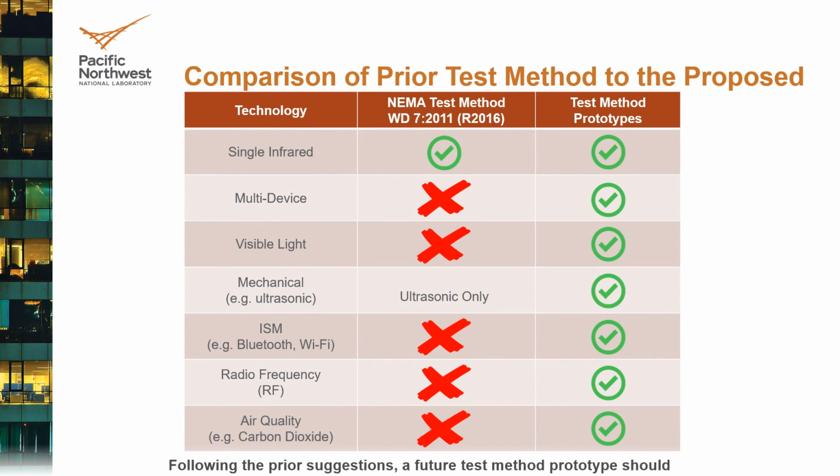Following the prior suggestions, a future test method prototype should be capable of facilitating the characterization of all occupancy sensor technologies available on the market today. The new technology-agnostic characterizations will provide valuable insight to specifiers and users before their investment, ensuring they can avoid the pitfalls of many common sensor technologies that have led to widespread occupant frustration.